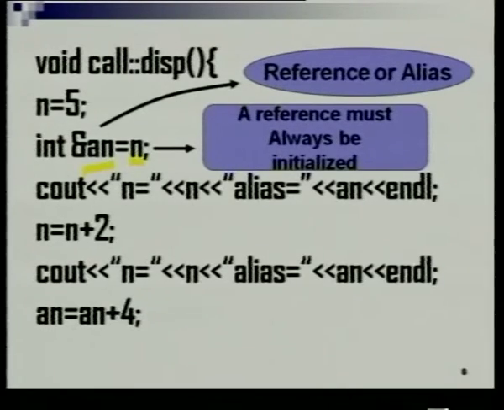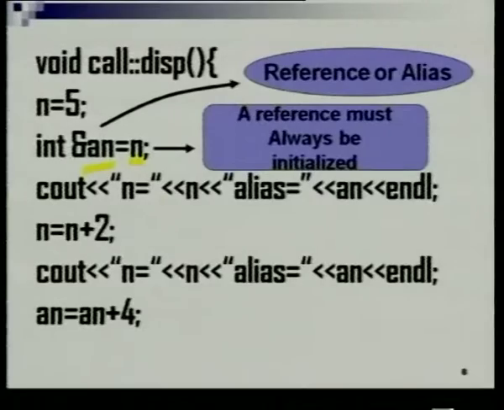So, a reference or an alias when it is created should always be initialized to some value. It cannot just be declared. Like we declared integer n, we cannot simply declare integer an. Using the alias operator, we should always give it an initial value. So, here we are initializing the value of the alias to 5.